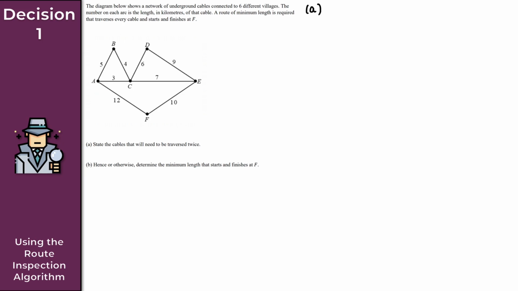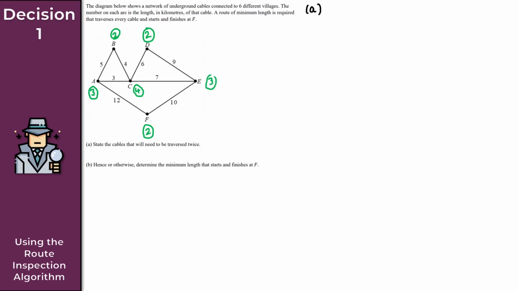To do that, starting with vertex A, I can see that vertex A has order 3. So all I'll do is put a 3 next to it, and a circle around it, just to keep it neat. Vertex B has order 2. Same for vertex D, which also has order 2. Vertex C has order 4. Vertex F has order 2 as well. And finally, the very last vertex, vertex E, has order 3.